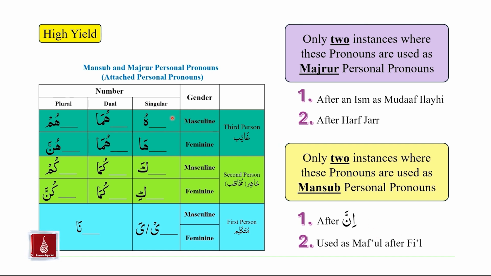So this table has personal pronouns that are mansoob and majroor. These attached personal pronouns will be used as majroor personal pronouns as mudaf ilay or after harf jar. These personal pronouns will be used as mansoob personal pronouns following inna and when they are used as maf'ul after fi'l.